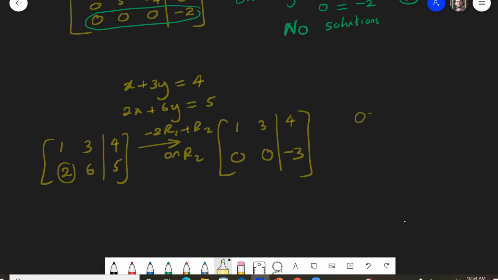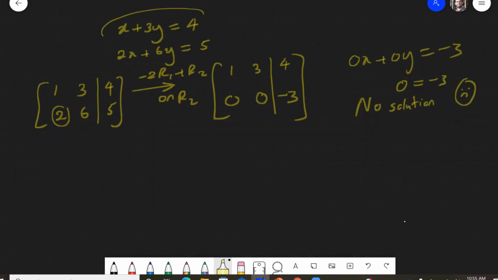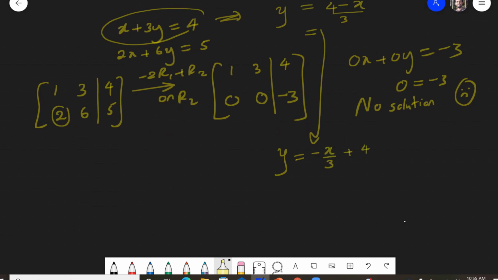See again, I choose an example exactly like before. So 0x plus 0y equals negative 3. That will never happen. That means 0 equals negative 3, and that is wrong. So that means no solutions. Now at this point, using this 2 by 2, it's easy to explain why they have no solutions. Look at this one. If I solve for y, 3y is 4 minus x, and when I divide by 3, I get y equals negative x over 3 plus 4 over 3.